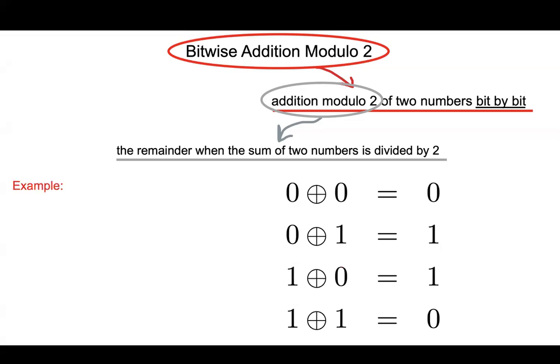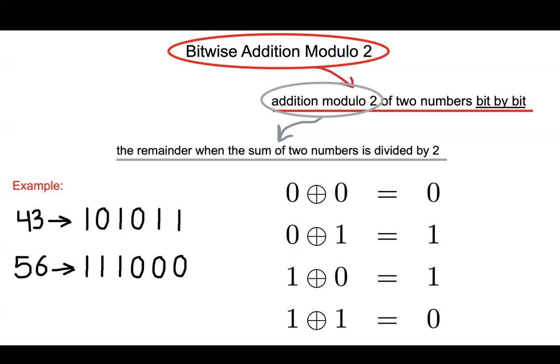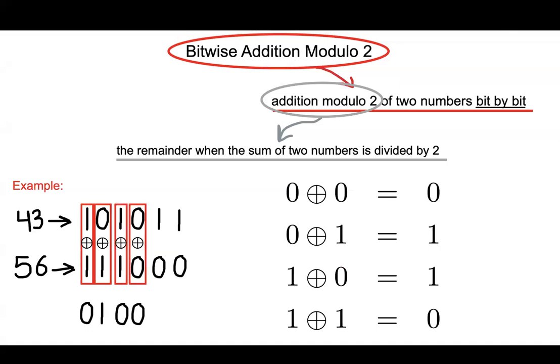Let's look at an example where we add two 6-bit numbers, bitwise modulo 2. 43, which has this binary representation, and 56 with this representation. Adding the first corresponding bits, we get 0. Then 1, 0, 0, 1, and finally 1.